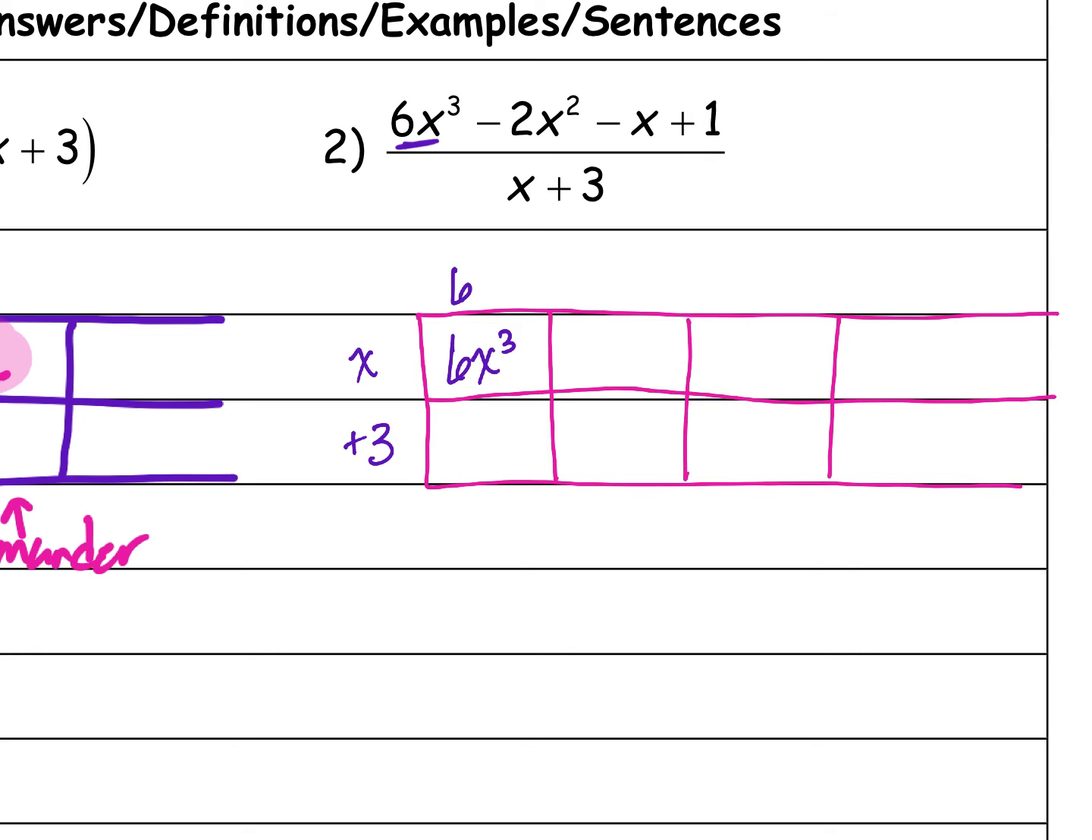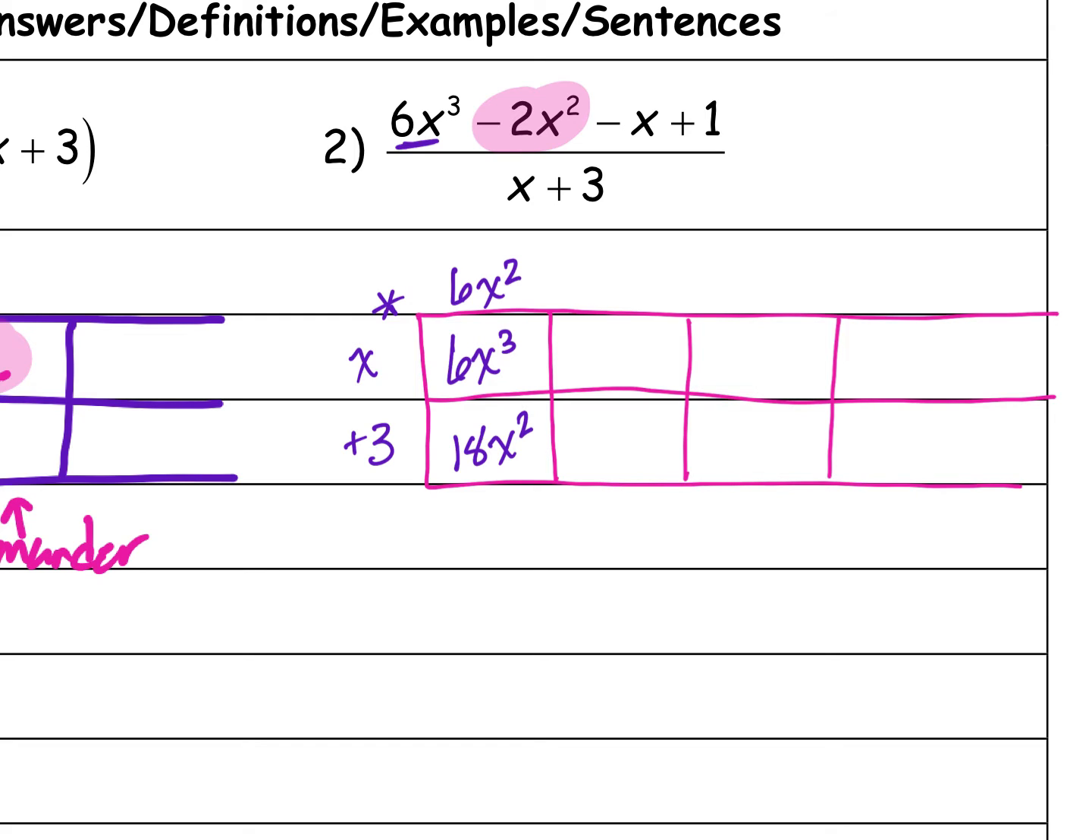6x squared. Beautiful. Okay, and because I know this is a multiplication table, now I'm going to multiply 6x squared times 3. So I get 18x squared. Okay, so you're okay with that? Yeah. Okay, so now I want to get this number here, negative 2x squared. So what do I add to 18x squared to get negative 2x squared?